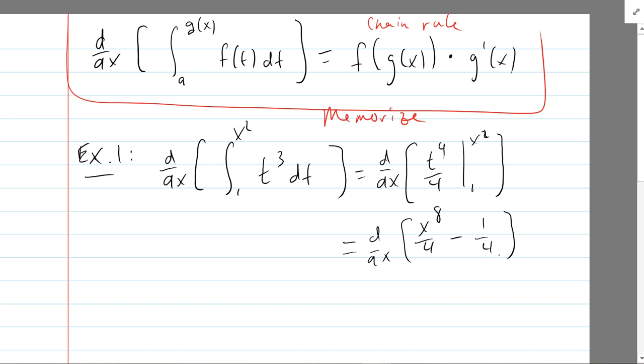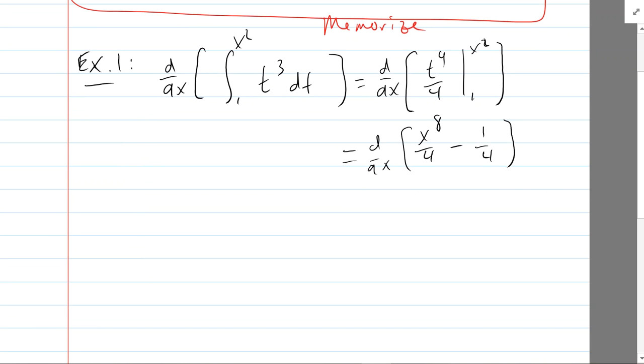Okay, so we did the integration, now let's do the derivative. What's the derivative of something to the 8th power? So it's x to the 7, and it's 8/4, right? What's the derivative of 1/4? 0, right? So does that become 2x to the 7th?